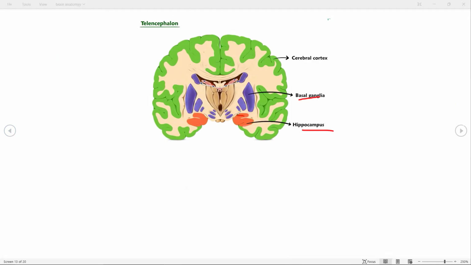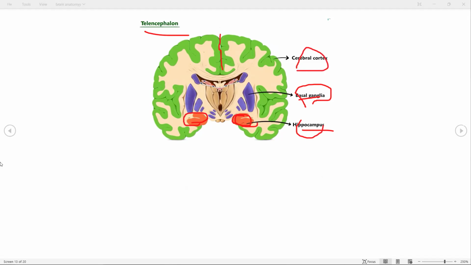In telencephalon you can see these, which are basal ganglia and hippocampus. You know, hippocampus is responsible for short-term memory, right? So we have hippocampus on either side because it's like a divided part of the brain. You could see the hemispheres being divided clearly. And for telencephalon, you just need to remember that it has basal ganglia, hippocampus, and cerebral cortex.